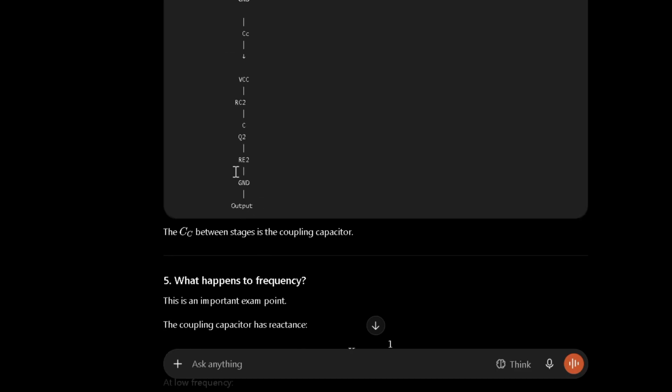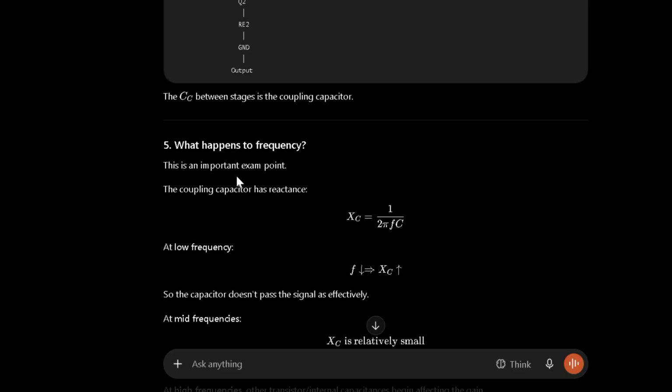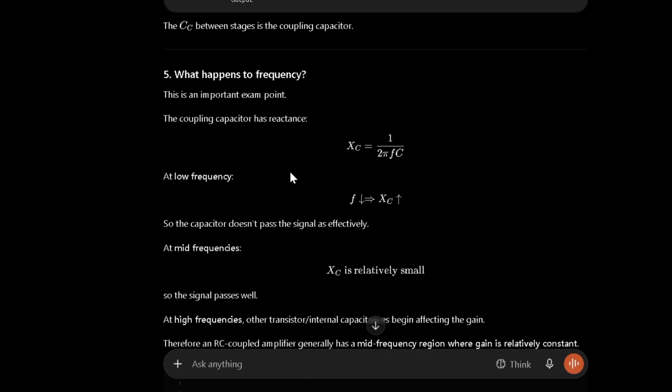What happens to frequency? This is exam important. The coupling capacitor has a reactance Xc equal to 1 by 2 pi f C. I think this is the capacitor formula, right? 1 by omega C.